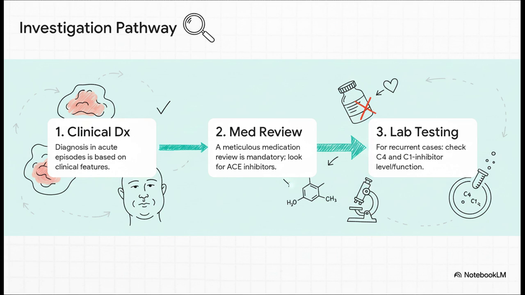And then third, if you've got someone with recurrent attacks, that's when you start sending labs. A C4 level is a great screening test to start with, and if it's low, that points you toward checking C1 inhibitor levels and function to really nail down that diagnosis of hereditary or acquired angioedema.